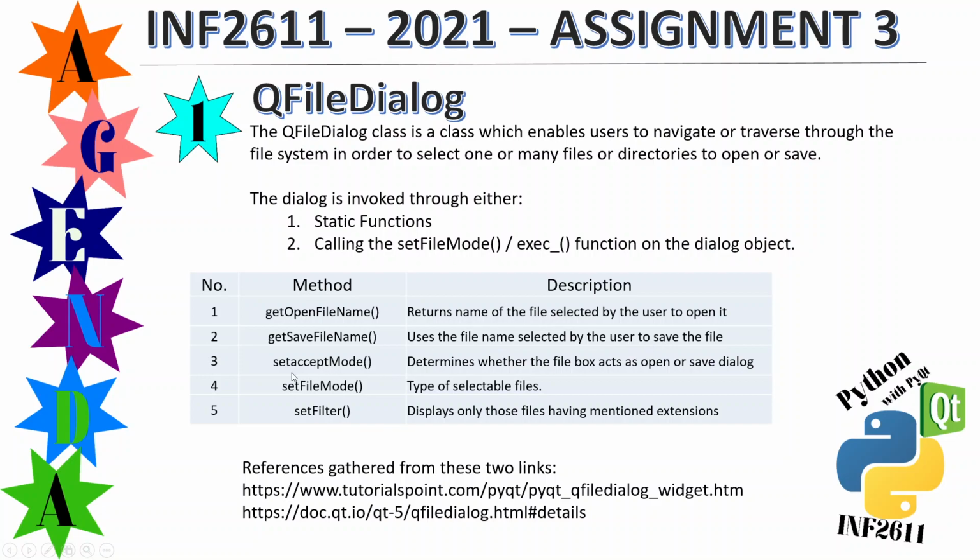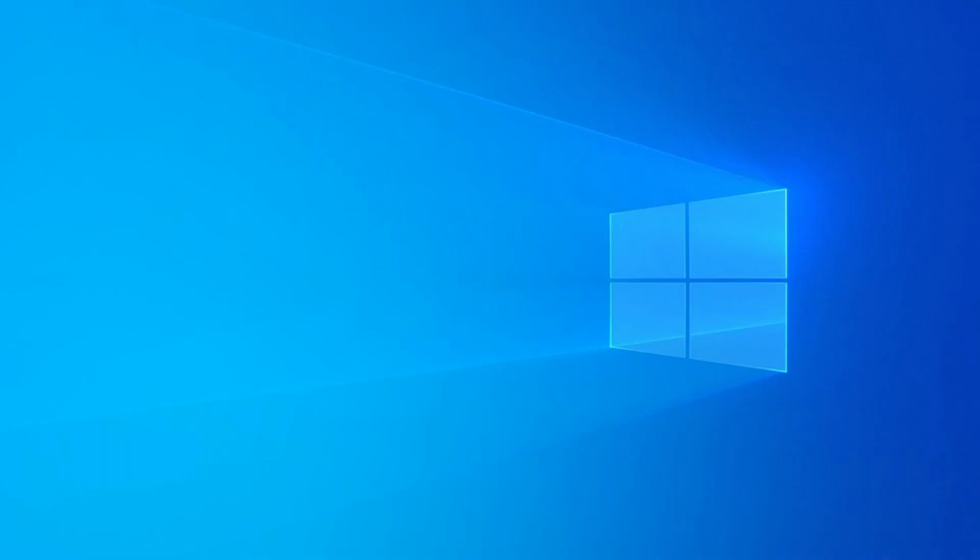Then you've got your setAcceptMode, which determines whether the file box acts as an open or save dialog. setFileMode is the type of selectable files, and then setFilter displays only those files having the mentioned extensions. I've got these methods and descriptions from these 2 links over here. I'll post them in the notes below. Alright, so that's what we're going to cover in today's session.